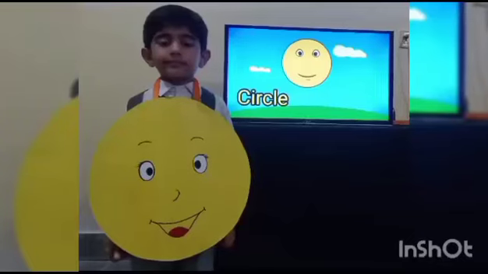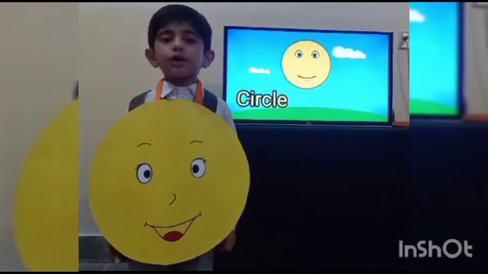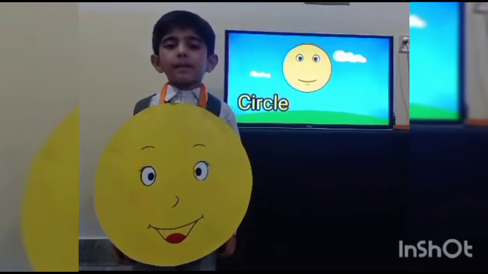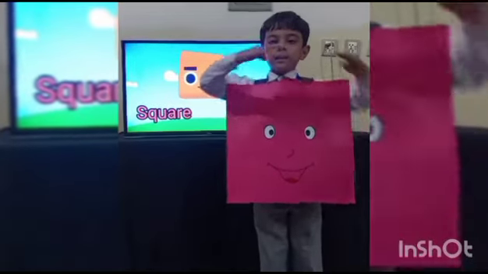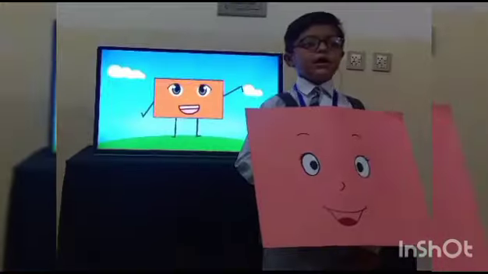Move it in. I am a circle. I go round and round. I can be a plate or a round block. Here, I have four sides. All my sides are equal.